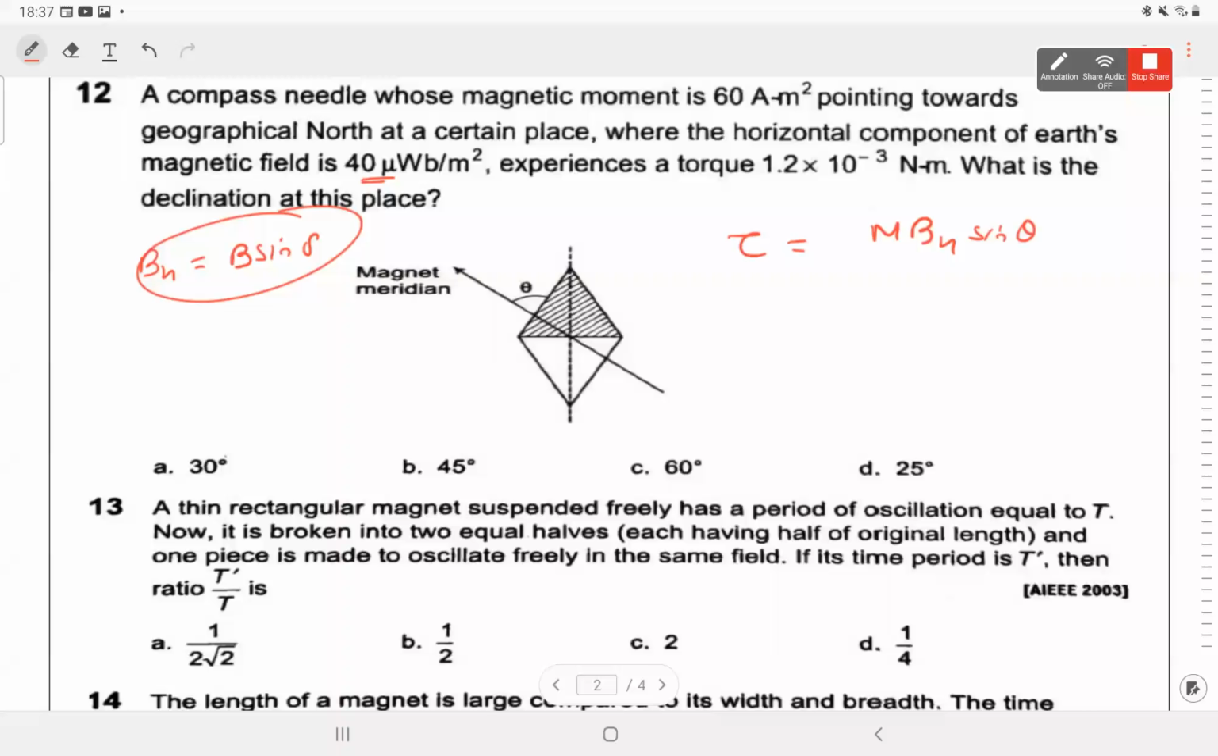So if it is pointing towards the geographical north, at that position it is not in the direction of the magnetic meridian, it is in the direction of the geographic meridian, and at this position it feels a torque, which is given as 1.2 × 10^-3. Calculate the declination at this place. So tau is equal to mB sin theta, torque is equal to mB sin theta, and BH is equal to B sin delta.